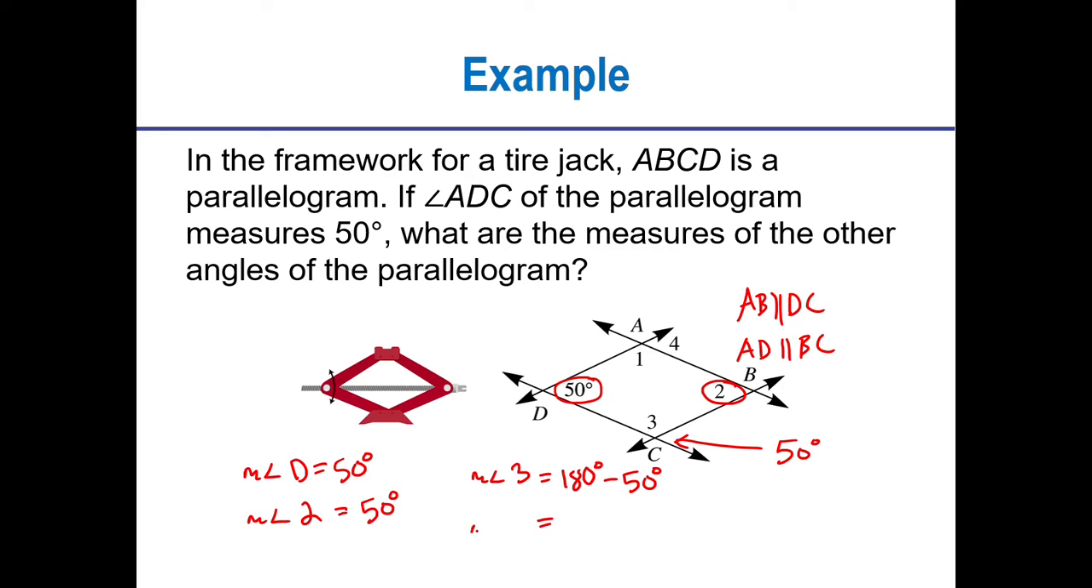And the measure of angle 3 must be 130 degrees. Since the measure of angle 3 is an alternate interior angle to angle 1, we know that the measure of angle 1 is also 130 degrees.